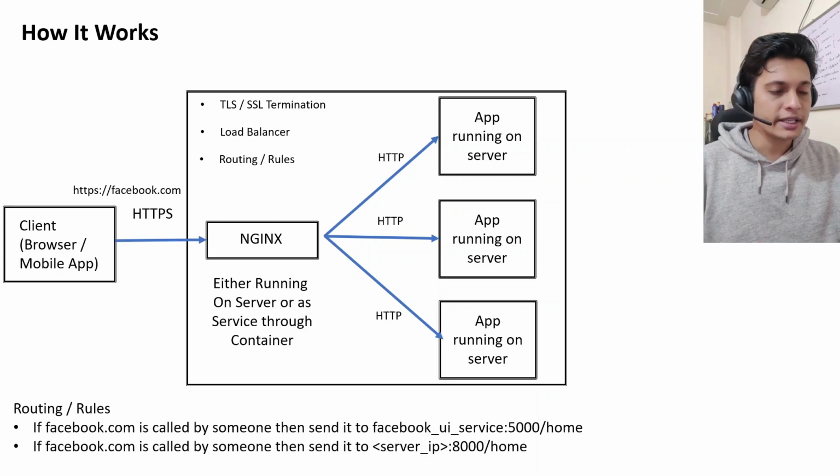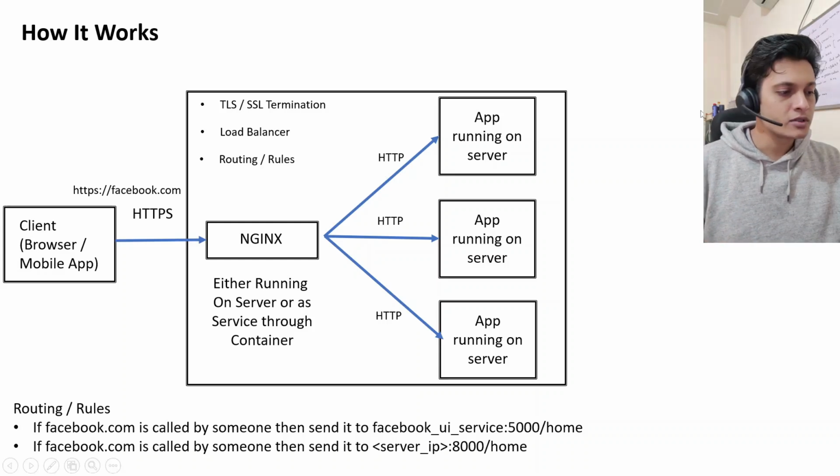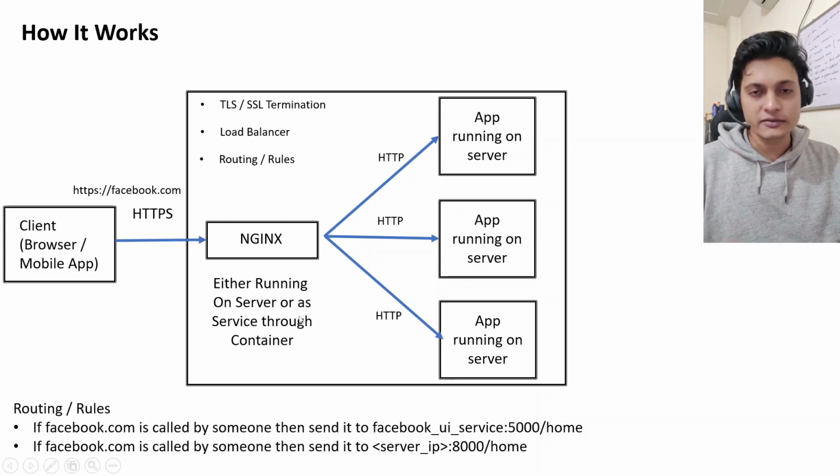So what are the rules? It is a configuration file where you can write a specific syntax related to Nginx, and it is line-by-line instruction where you can provide what you want to do with Nginx and how you want to route the traffic. Those instructions are called rules. So at the bottom you can see, if facebook.com is called by some user, then send it to the Facebook UI service.